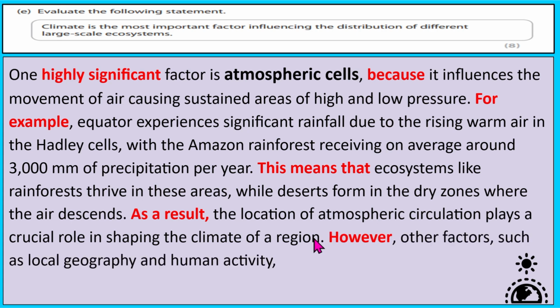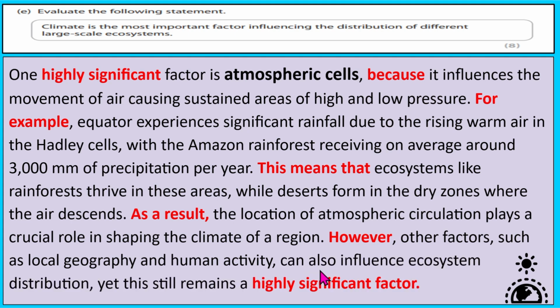However, so now I'm going to do a little bit of balance. However, other factors such as local geography and human activity can also influence ecosystem distribution. I'm literally using distribution and ecosystems there to remind the examiner I'm still talking about the question. Yet, it still remains a highly significant factor. So again, I'm ending with evaluation as well.